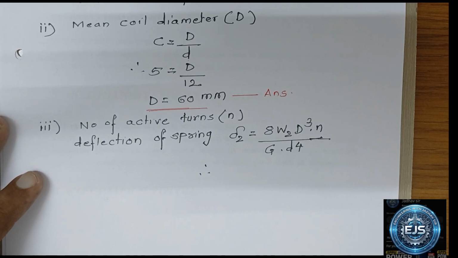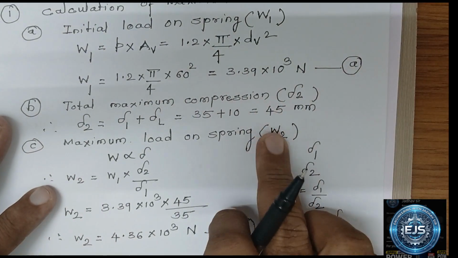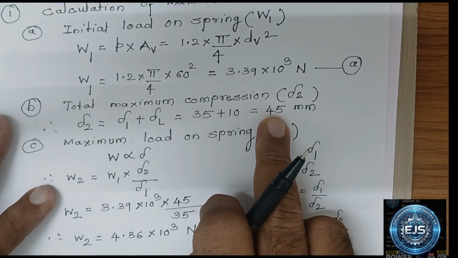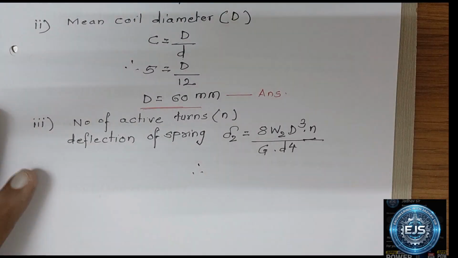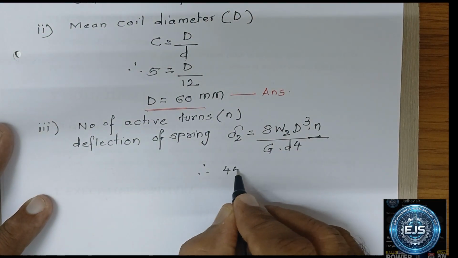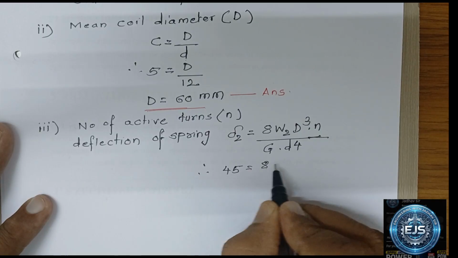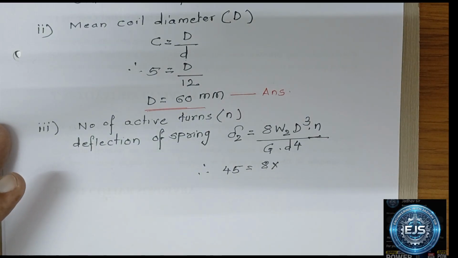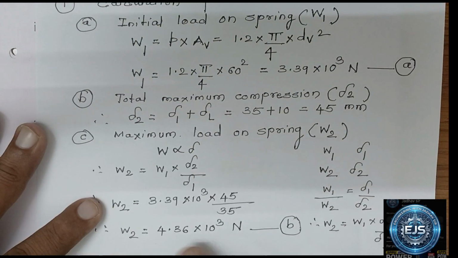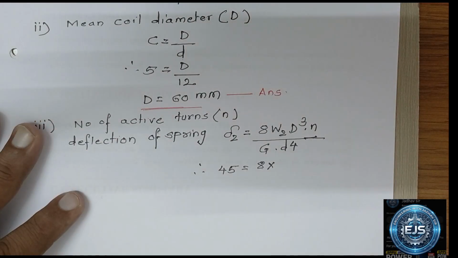तो मैक्सिमम डिफ्लेक्शन हमने कैलकुलेट किया है. मैक्सिमम डिफ्लेक्शन इज डेल्टा 2, और डेल्टा 2 कितना था? यहाँ पे है डेल्टा 2 है 45 mm. तो यहाँ पे ये मैक्सिमम डिफ्लेक्शन 45 mm हमें लेना है. 45, दैट इज इक्वल टू 8 into W2 हमने कैलकुलेट किया है. W2 4.36 into 10⁻³ न्यूटन.